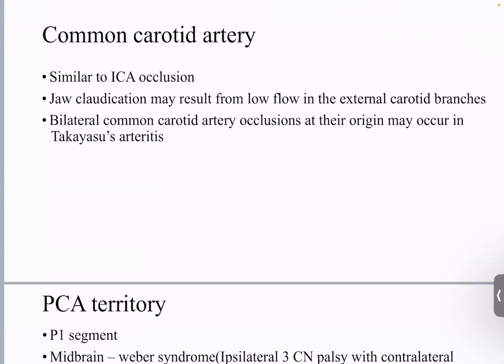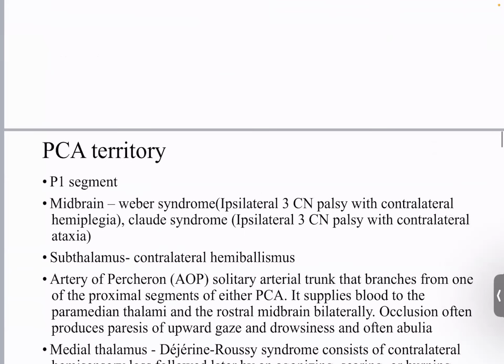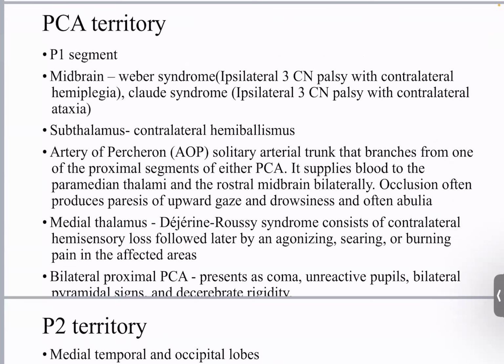Common carotid artery involvement is more or less similar to internal carotid artery occlusion. Jaw claudication may result from low flow in the external carotid branches. Bilateral common carotid artery occlusion at their origin can occur in Takayasu arteritis. Moving on to the posterior cerebral artery, P1 segment. It supplies the midbrain, subthalamus, and medial thalamus.